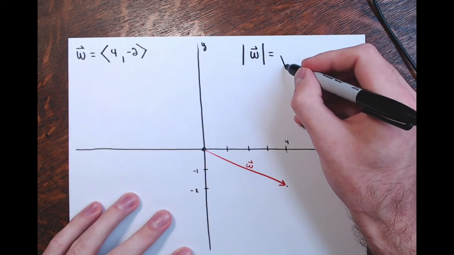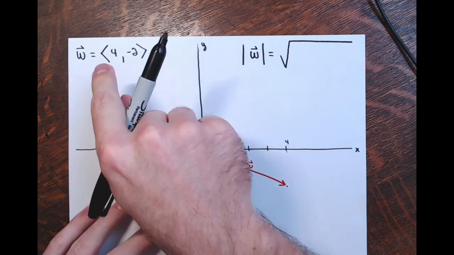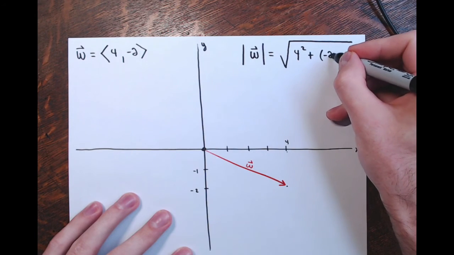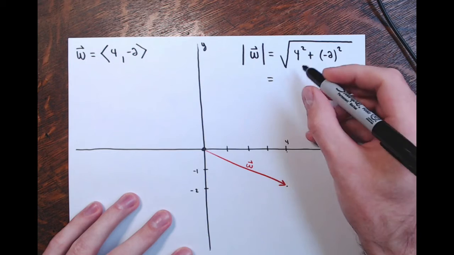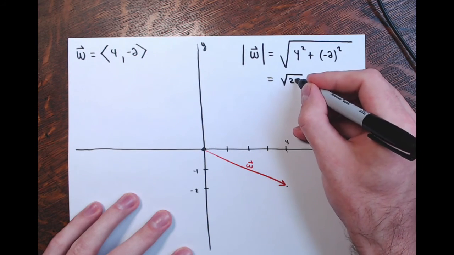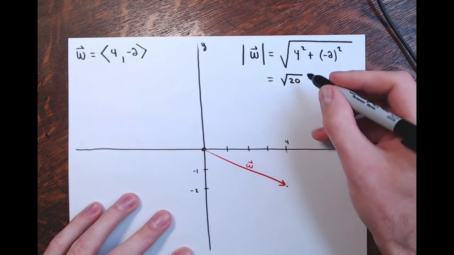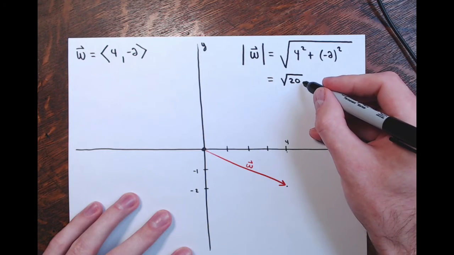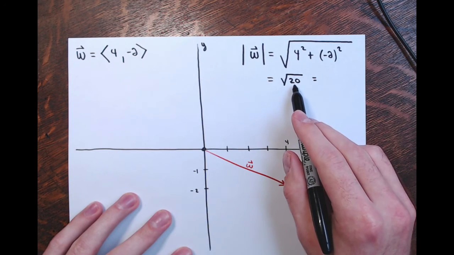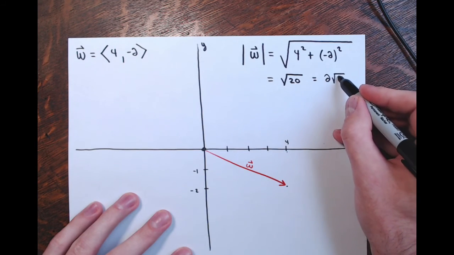So remember, this is the square root of the sum of the squares of the components. So 4 squared plus -2 squared. That's 16 plus 4. So we have the square root of 20. That's the length of this, which is bigger than 1. This is not 1. And if we want to simplify this, this is the square root of 4 times the square root of 5. So 2 times the square root of 5.